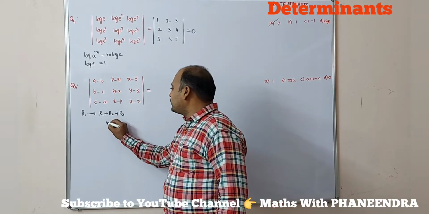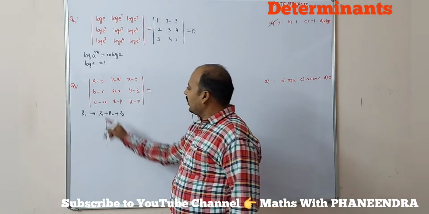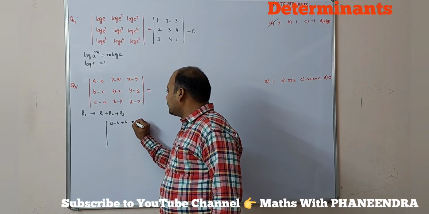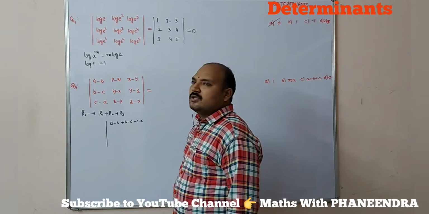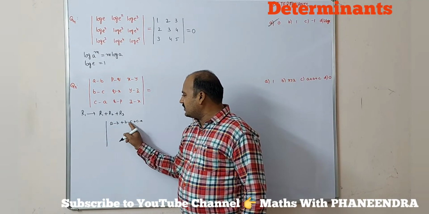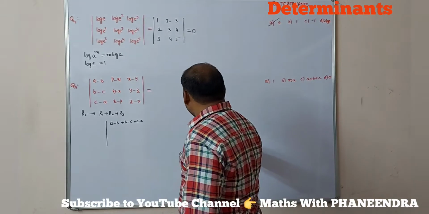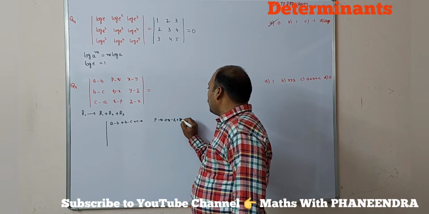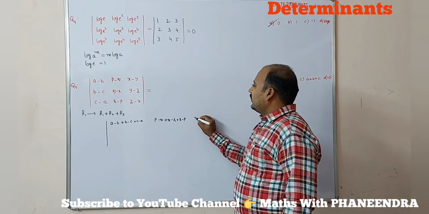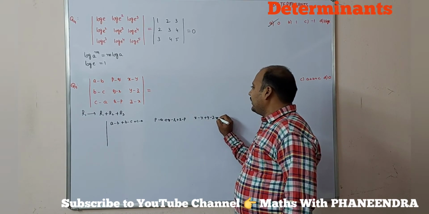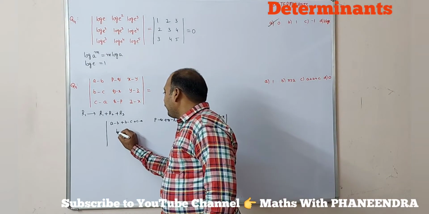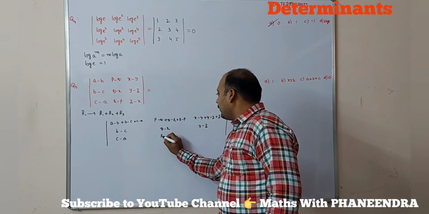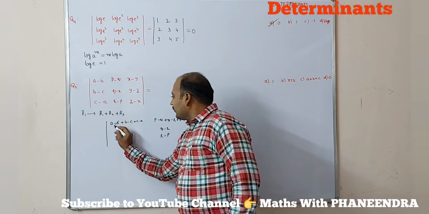So this determinant value becomes: the first row, we are adding A minus B plus B minus C plus C minus A. If we add all the values, A minus B plus B minus C plus C minus A, all cancel. Even the second: P minus Q plus Q minus R plus R minus P. Next, coming down: X minus Y plus Y minus Z plus Z minus X. The remaining rows stay as they are: B minus C, Q minus R, Y minus Z, C minus A, R minus P, and Z minus X. These values will be cancelled only.